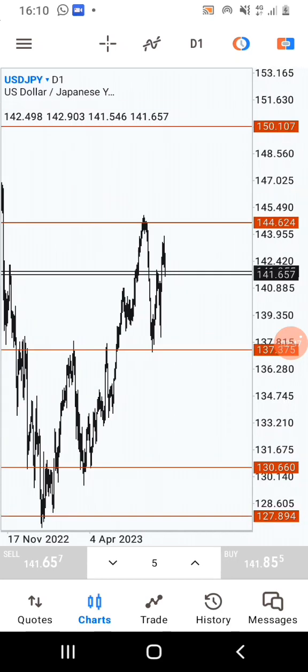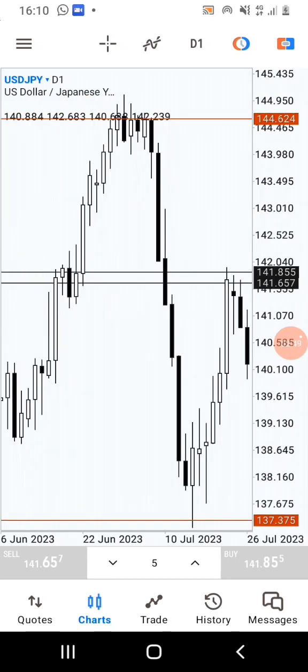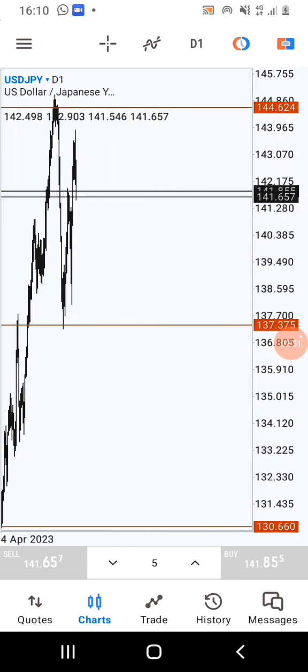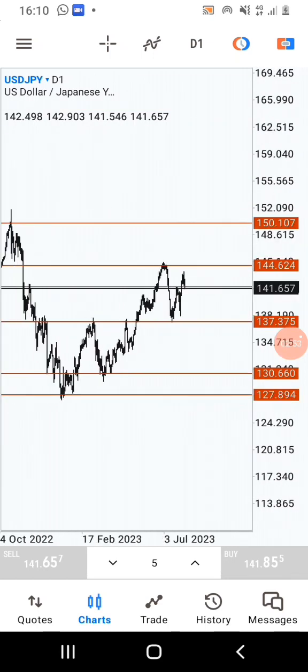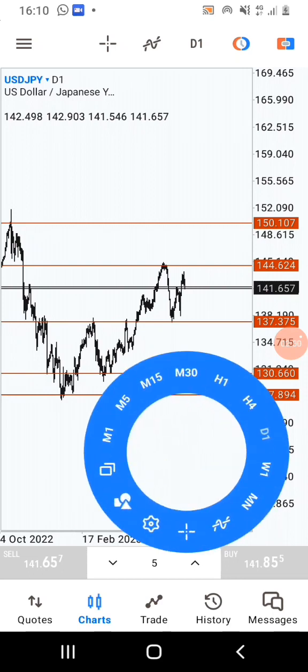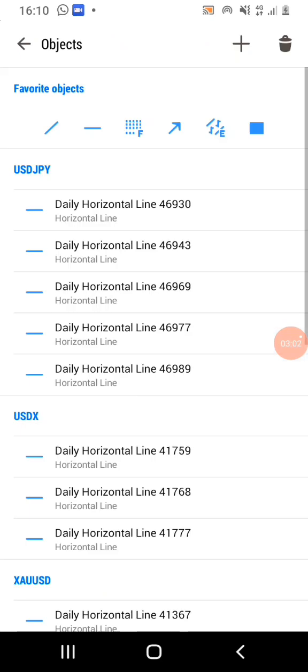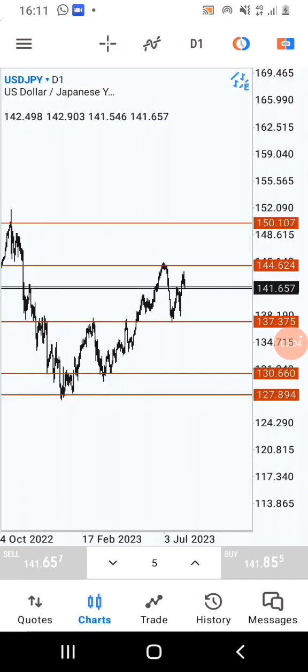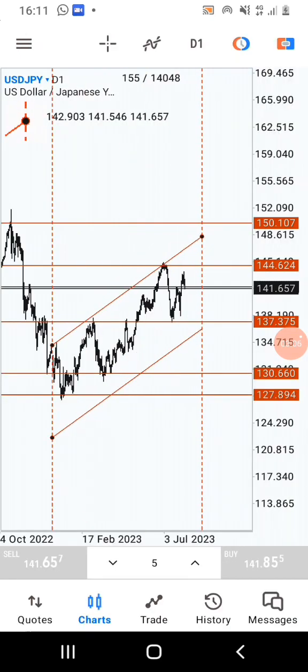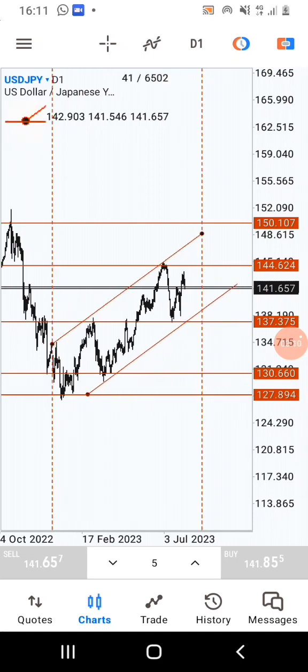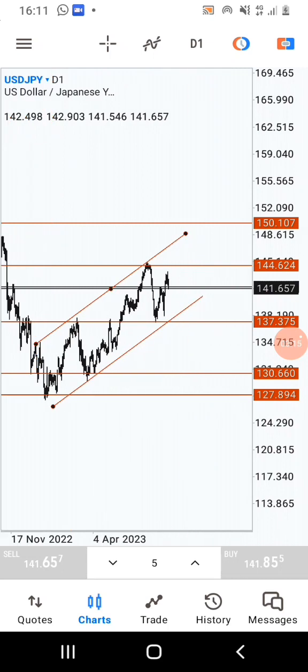It's all about support, resistances, and following what price does next. But in this case, since we are in between the 144 Japanese yen and 137 Japanese yen, what I'll be looking to do is probably trade it from 141 to 144 or 141 to 137. But those confirmations I will get on lower time frames.